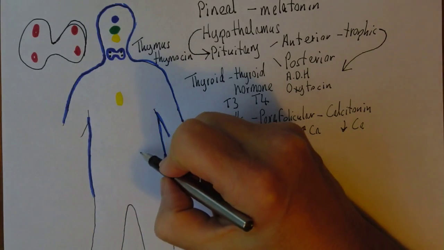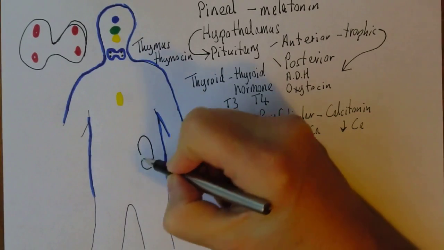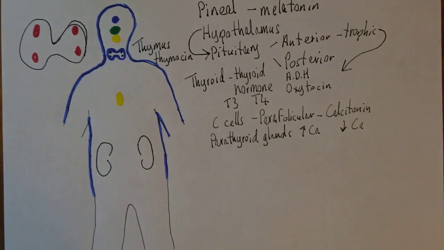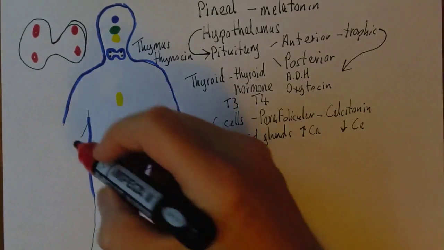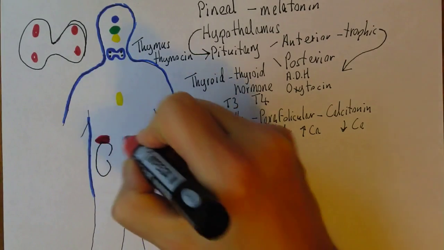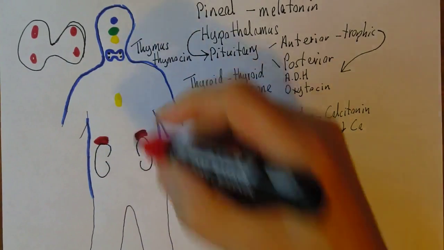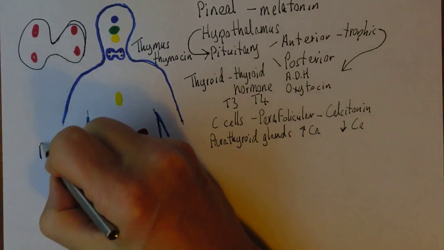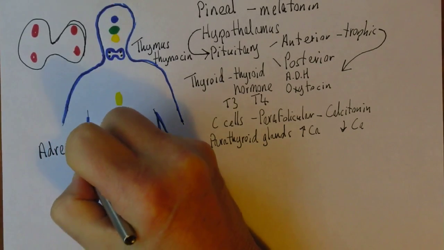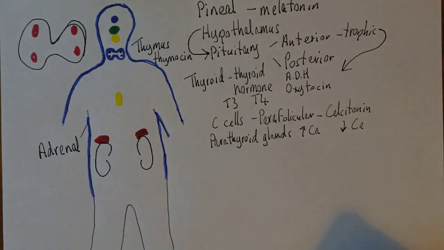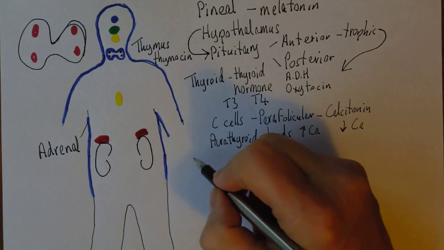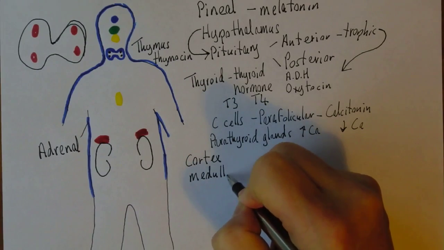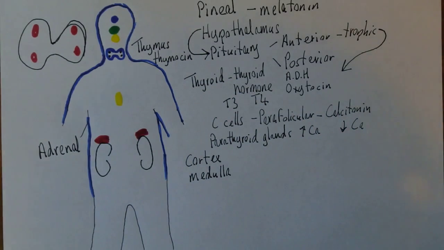Now, moving down, here we have the kidneys. I'm going to draw them a bit bigger than they actually are. There's the kidneys. Now, on top of the kidneys, just here, almost like a hat on top of the kidneys, that is the position of the adrenal glands. The adrenal glands. And the adrenal glands have an outer part called a cortex and an inner part called a medulla. And these produce different hormones.